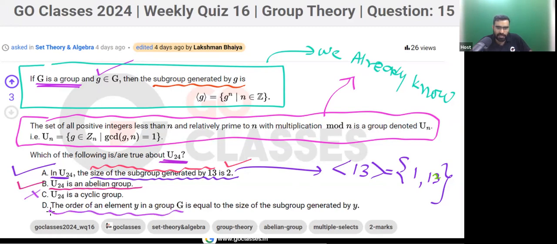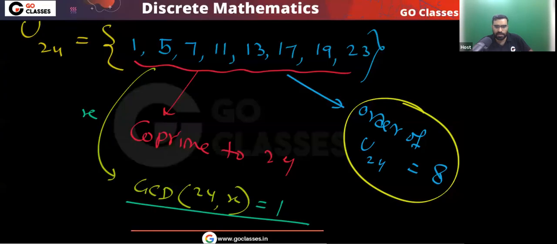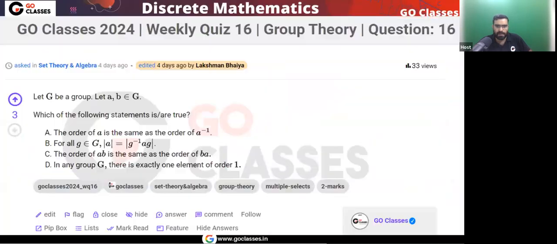The order of an element is equal to the size of the subgroup generated by it. Is this correct? Yes, we have already seen this in our lectures. These are the two definitions of the order of an element. Finally, the question is asking for true statements, so the answer will be ABD. Let's move on and see this question. This is a very interesting question.